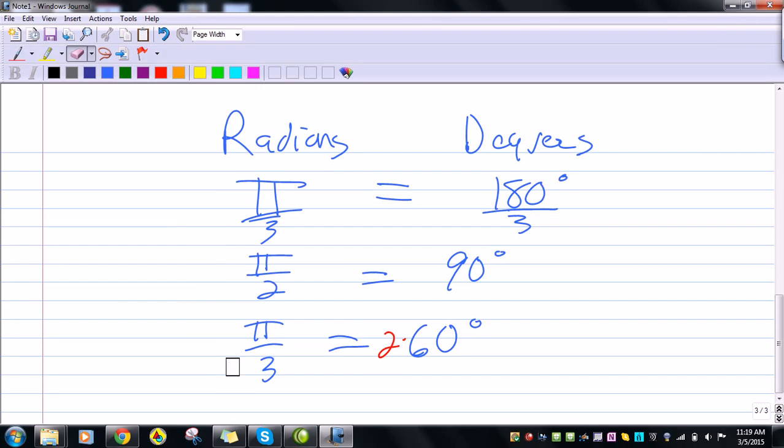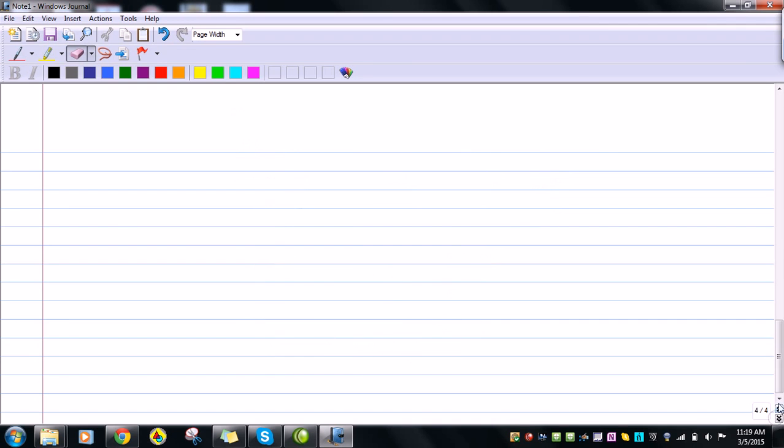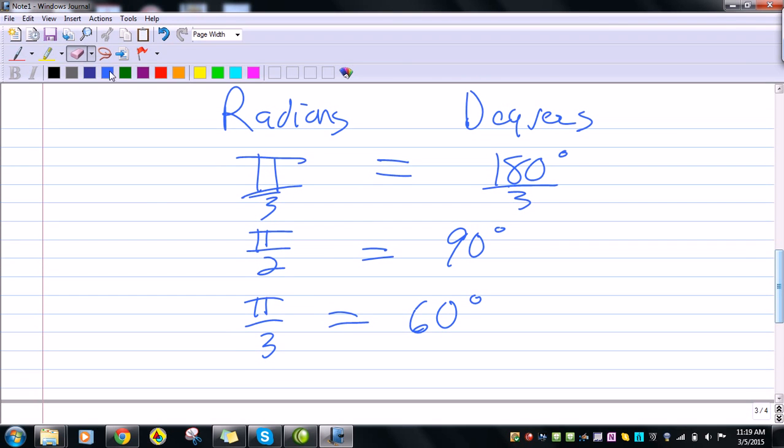Okay. Some other benchmarks, and I'll work through this with you, would be, running out of room, pi over 4. I'll write it over here on the side. Here are some other benchmarks, all of which come from the initial conversion. By definition, pi radians is the same thing as 180 degrees. And so another benchmark I could use, pi over 4: divide 180 by 4, and 180 by 4 is 45 degrees. So if I know pi over 4 radians is 45 degrees, then 3 pi over 4 would be 3 times 45, which is 135 degrees. Okay, so we can use these benchmarks.